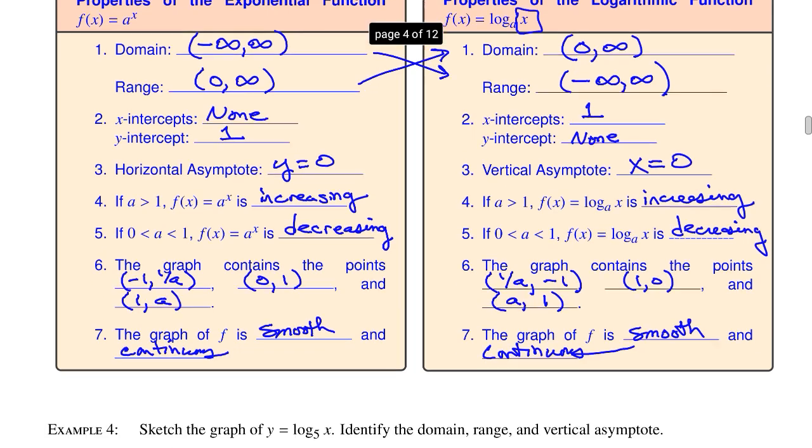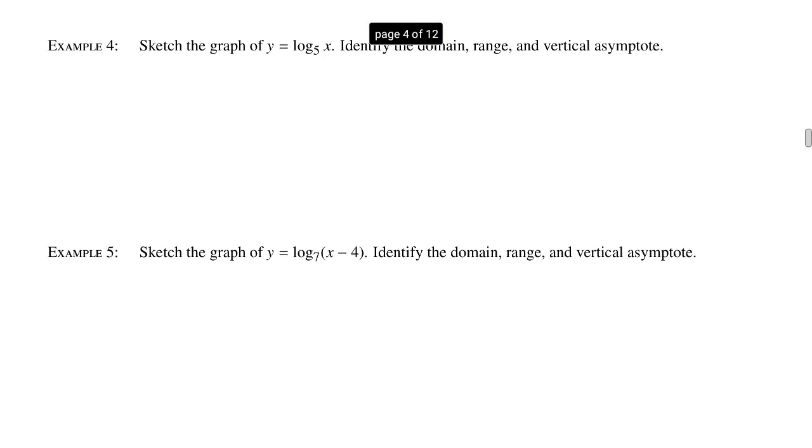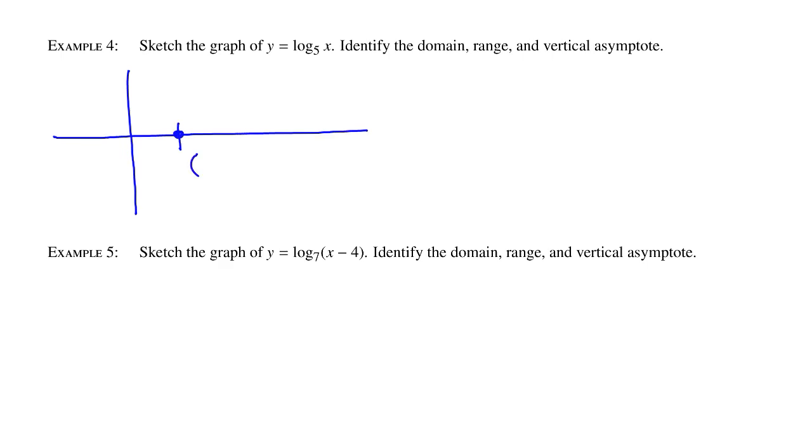Let's look at example 4. Sketch the graph of y equals log base 5 of x. Identify the domain, the range, and the vertical asymptote. So here we go. We know that we have these 3 points on it. We have 1 comma 0. We have a comma 1. Well, the a in this case is 5. So 2, 3, 4, 5, comma 1.